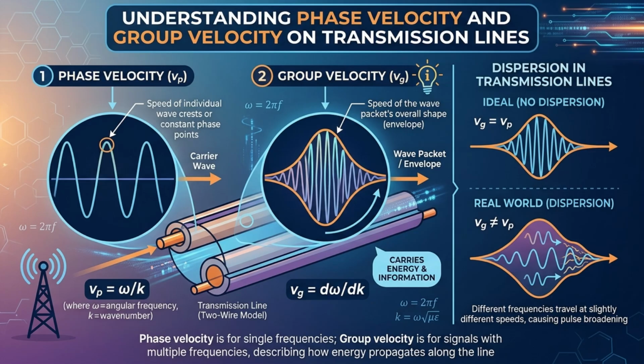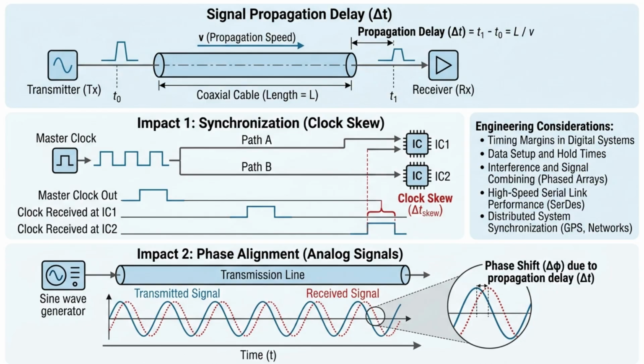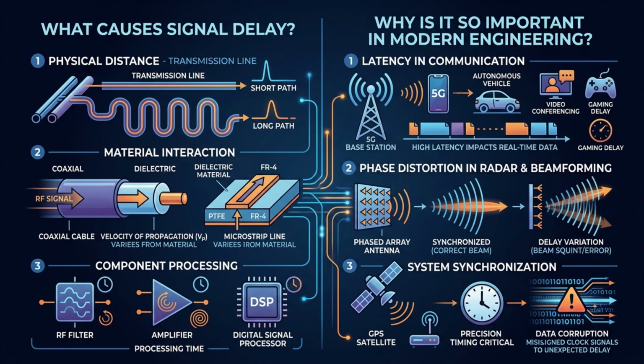In the previous lesson, we learned that phase velocity and group velocity describe how electromagnetic waves travel along transmission lines. Knowing the propagation speed, however, is only part of the story. Engineers are often more interested in how long it takes for a signal to travel from one point to another. This travel time directly affects synchronization, phase alignment, and system performance. This raises an important engineering question. What causes signal delay in RF systems, and why is it so important in modern communication and microwave engineering?